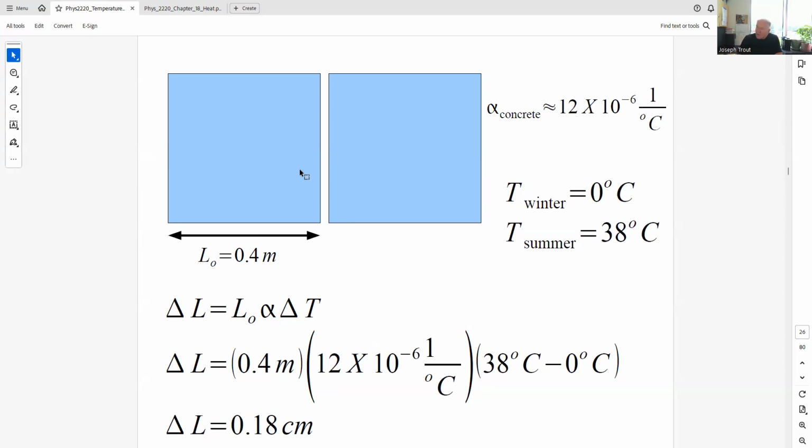So let's say in winter, we go from about 0 degrees to about 38 degrees in the summer, right? So we start with 0.4, we look up the alpha for concrete and multiply it by the change in temperature, and we come up with about 1.8 millimeters. So it doesn't have to be much of a crack between the sidewalk, but there has to be enough so it doesn't buckle.